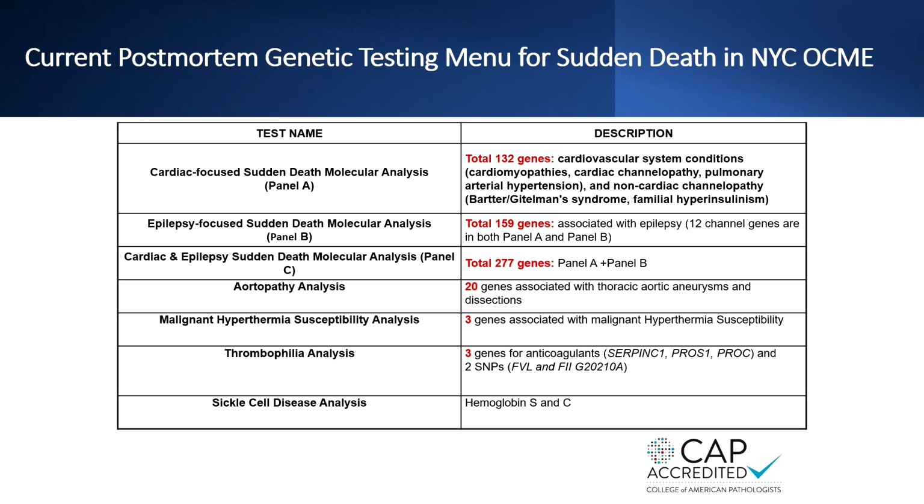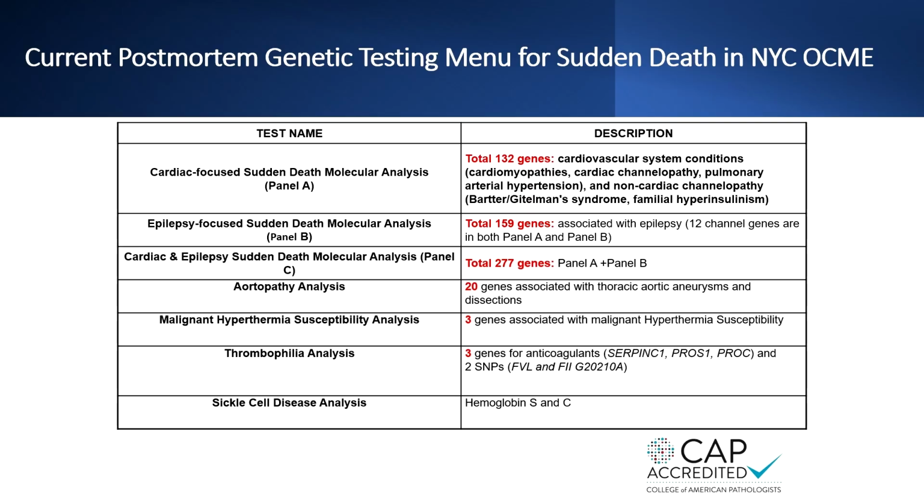It contains a panel A, which is a cardiac-focused panel, where we analyze 132 genes associated with cardiac arrhythmia syndromes and cardiomyopathy. This panel also includes non-cardiac channel genes. Panel B is an epilepsy-focused panel, where 159 genes associated with epileptic disorders are analyzed. Panel C is a combined analysis of cardiac and epilepsy genes.